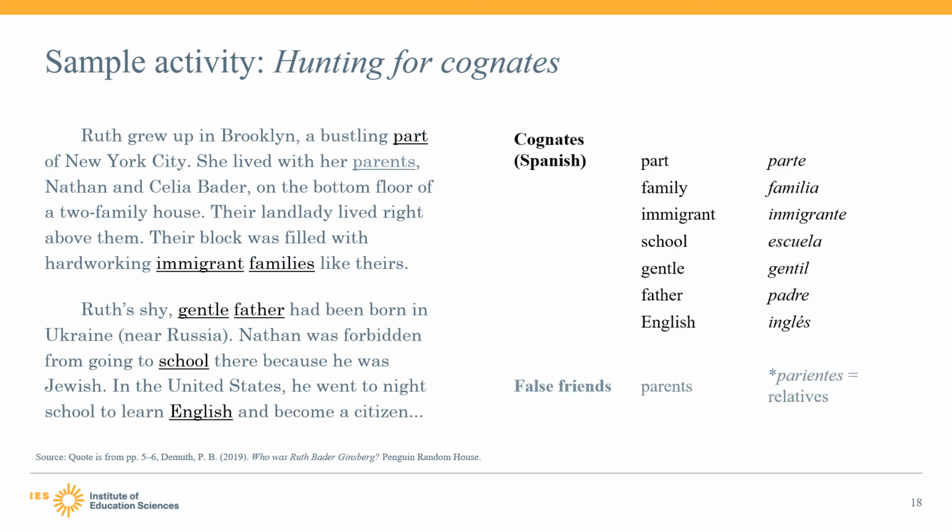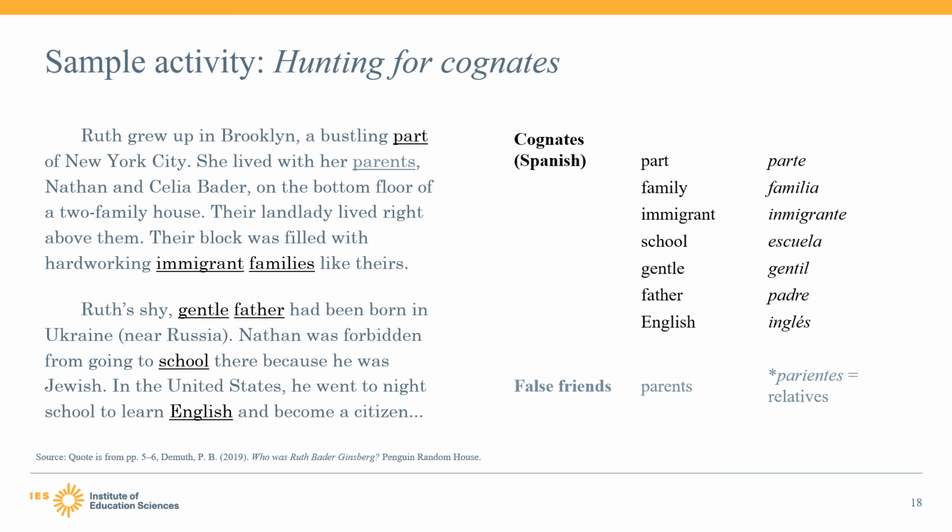So in our investigation of this text, our parsing of this text, we found a number of different cognates. It seems like we've got 7. Part, family, immigrant, school, gentle, father, and English all have very similar translation equivalents in Spanish. They have similar sounds, they have similar spellings, even though in some cases the spellings are a little bit different. And these are, again, things that you can discuss and explore with your students, because what you really want to do is just get them thinking and talking about language and words. It helps draw their attention to the novelty of words and the different things that they can do with them.